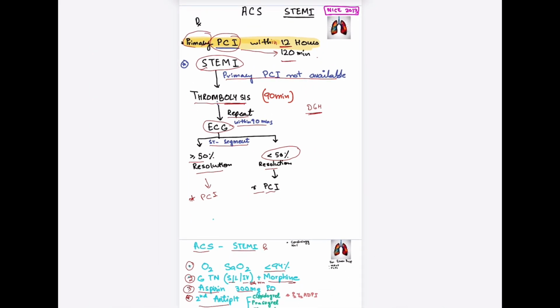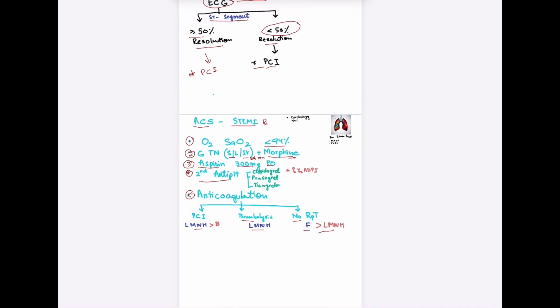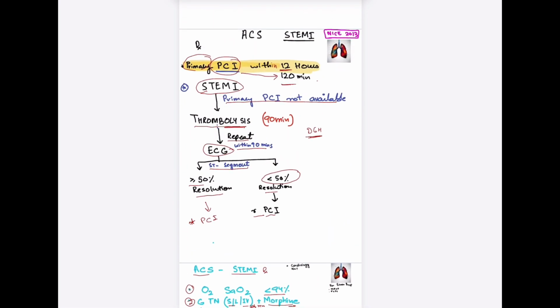So in summary, STEMI patient: oxygen if less than 94% saturation, morphine, GTN, dual antiplatelet, aspirin and a second antiplatelet agent, anticoagulation, and send for PCI. If PCI not available, thrombolysis. In thrombolysis, repeat the ECG within 90 minutes and see the resolution of ST segment elevation.